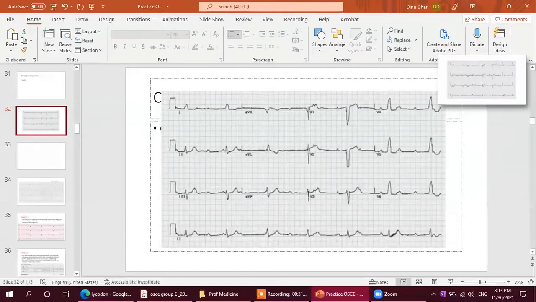So first degree AV block, everybody clear? PR interval is prolonged, nothing else happens. All P waves have a QRS complex. Is that clear?